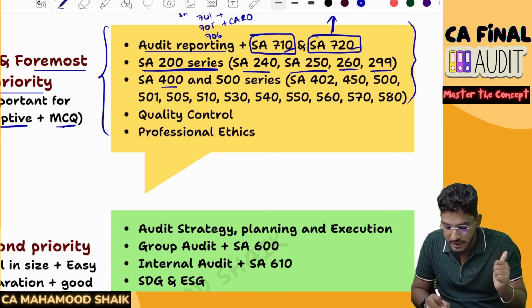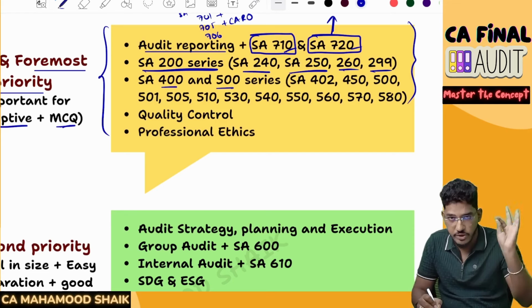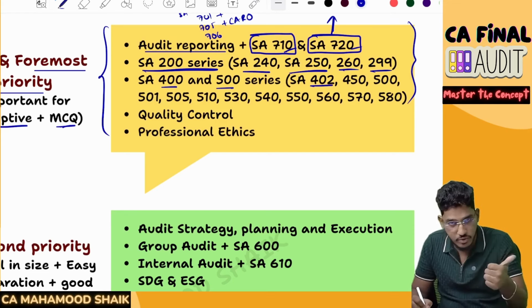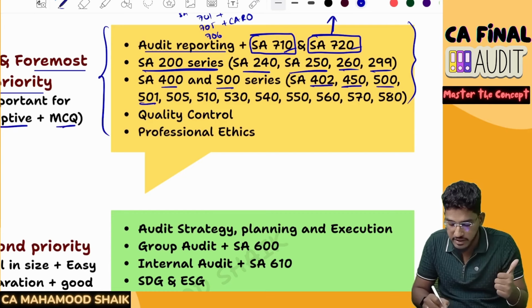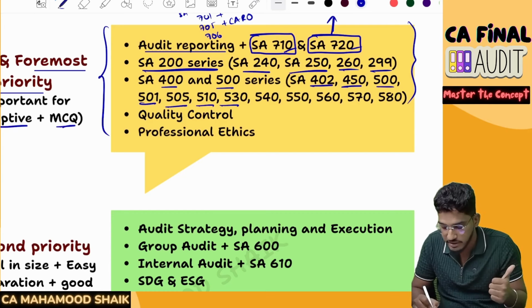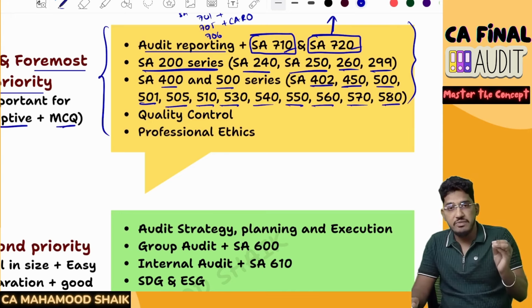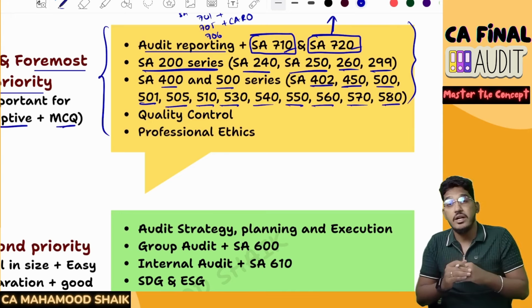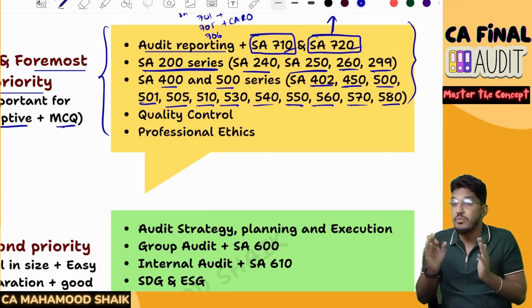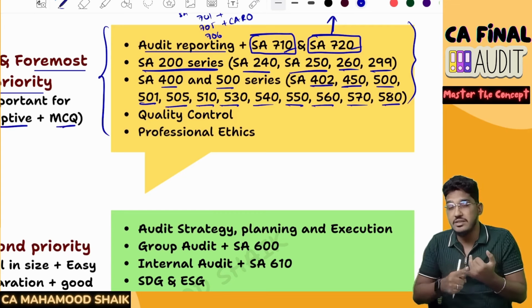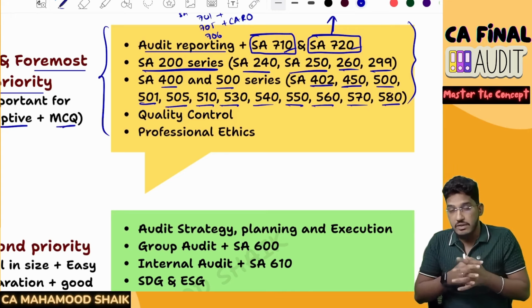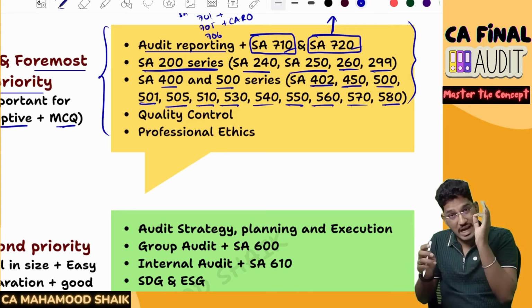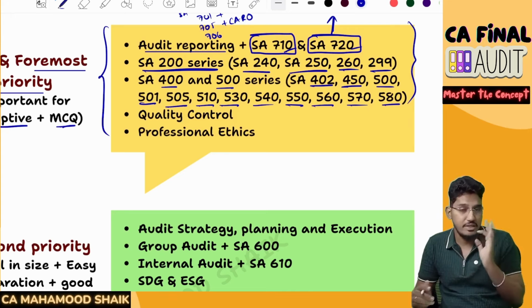Then take up the 400 series and 500 series of the standards. Sir, what all will get covered here? SA 402. And then we have 450, and the 500 series, starting with 500, 501, 505, 510, 530, 540, 550, 560, 570, 580. You might feel that, sir, these are all standards you have already read at the CA Inter level. Yes, you might have read them at the CA Inter level, but these days they are asking MCQs from these 500 series standards. They are not asking a descriptive question, but they are asking MCQs from these 500 series.